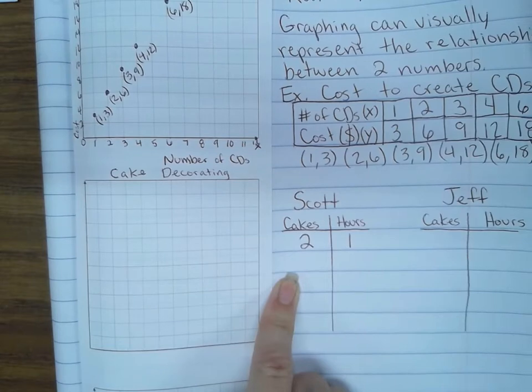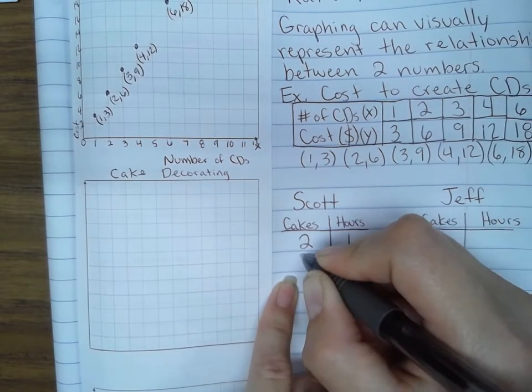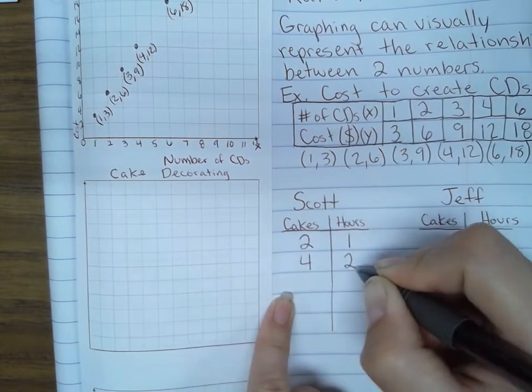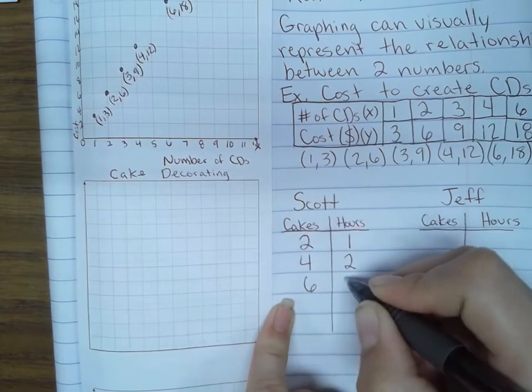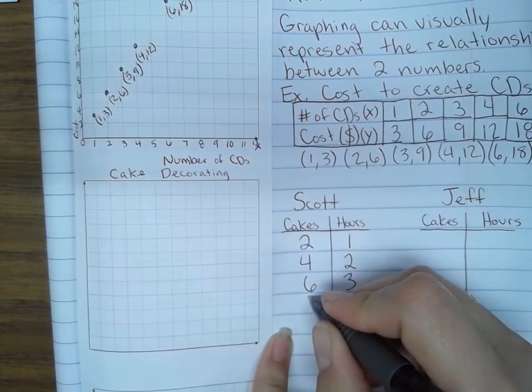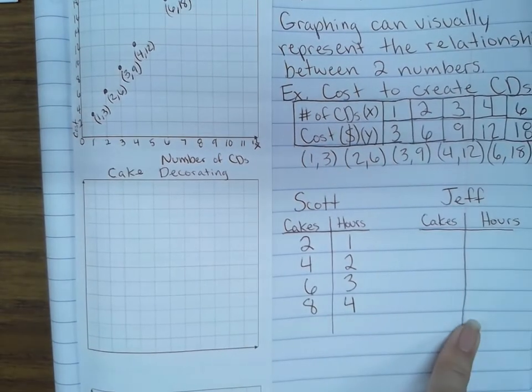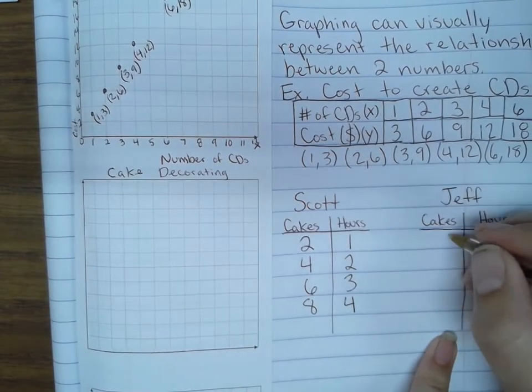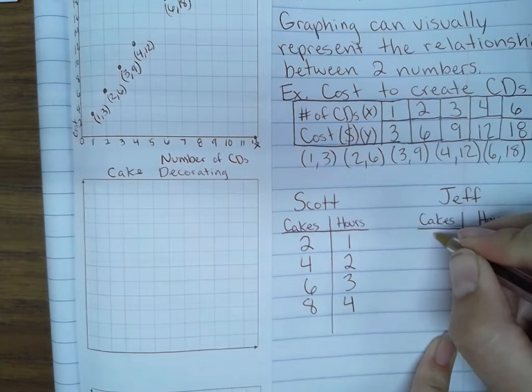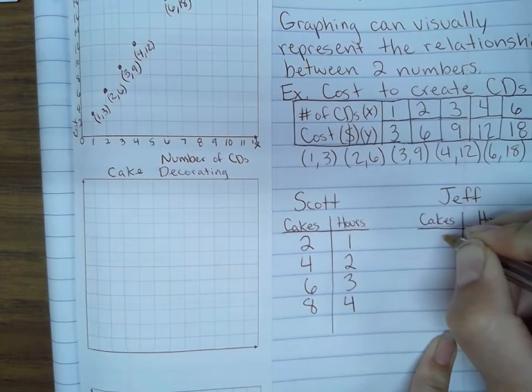So if we were to follow that, if he had done 4 cakes, that means 2 hours would pass. 6 cakes means that 3 hours would pass. 8 cakes means that 4 hours have passed. Looking at Jeff, let's do him in red. He can do 3 cakes.